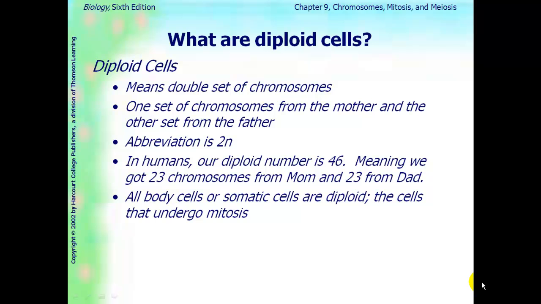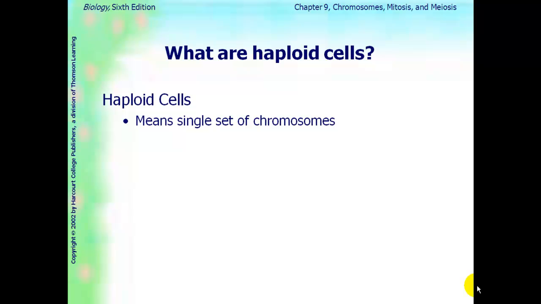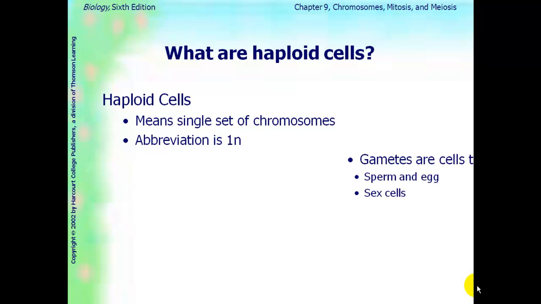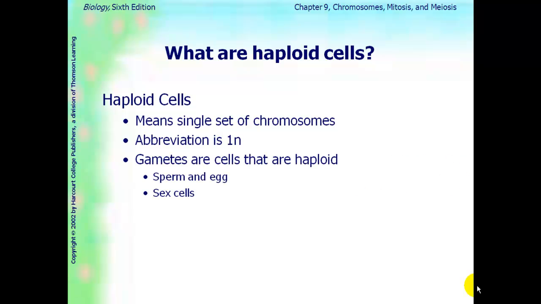However, not all cells are diploid. There are also cells called haploid cells. They only have a single set of chromosomes. The chromosomes are not in pairs. The abbreviation then is 1N, meaning only one set of chromosomes. Gametes are cells that are haploid for humans. Gametes are also called sex cells. Humans' haploid number then is 23. So sperm only have 23 chromosomes and eggs only have 23 chromosomes.